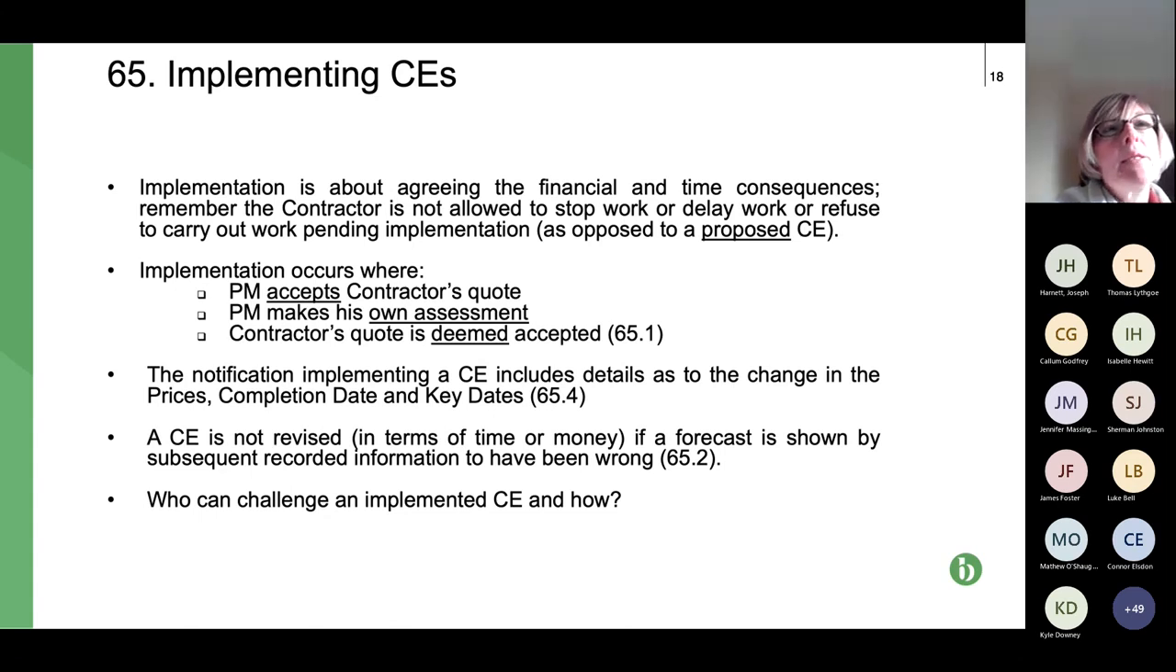So second bullet point, the implementation occurs when the project manager accepts the contractor's quote in full, or when the project manager makes its own assessment. And obviously that's implemented, but the contractor, of course, is still entitled to proceed to adjudication or dispute the project manager's assessment to get the assessment increased or a greater extension of time if the contractor feels that it's entitled to that. And then the third scenario where we have implementation is where the contractor's quote is deemed accepted under those default provisions that we've looked at. So we've covered the rest, so if we can just move on to the next slide, please.